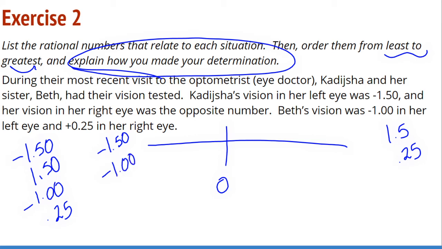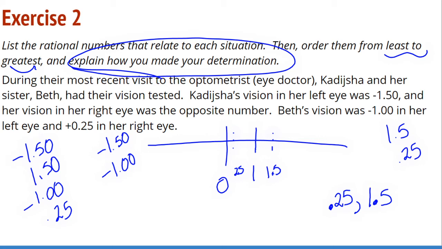Looking at the positive side, this first number, the 1 5/10, is going to go to 1, and then halfway more to be 1 5/10. The second number, this 25 hundredths, doesn't even get to the 1. It's somewhere in between 0 and 1, and it's not even halfway. So I know I'm going to have 25 hundredths, followed by the 1 5/10. That takes care of the positive side.